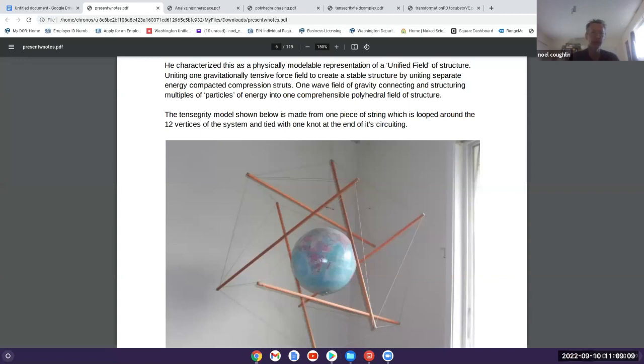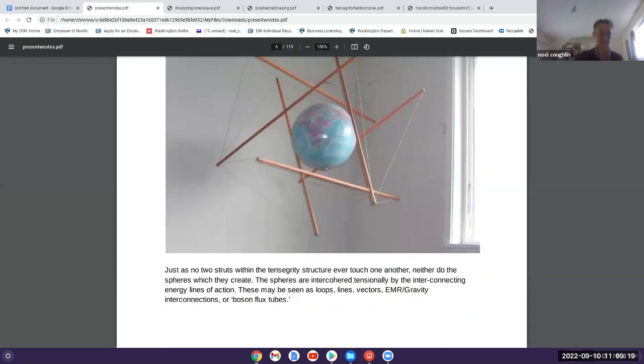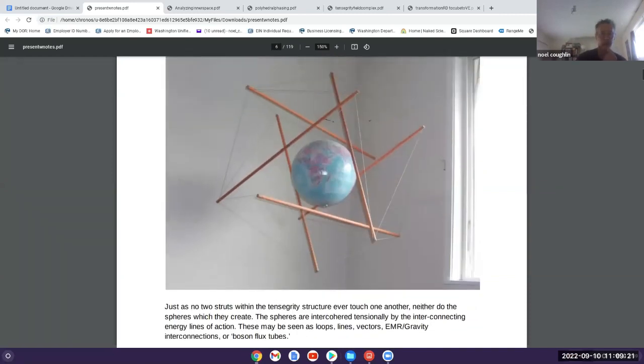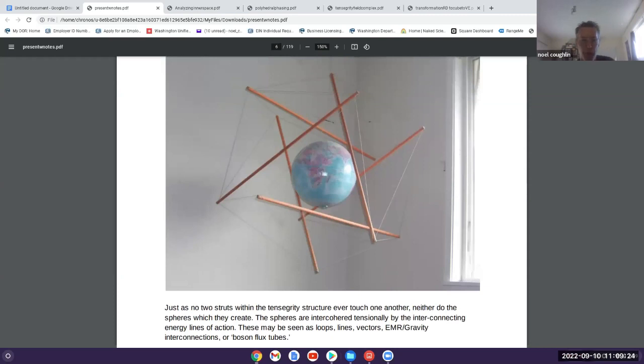The Tensegrity model shown below is made from one piece of string, which is looped around the 12 vertices of the system and tied with one knot at the end of its circuiting. Just as no two struts within the Tensegrity structure ever touch one another, neither do the spheres which they create. The spheres are intercohered tensionally by the interconnecting energy lines of action. These may be seen as loops, lines, vectors, electromagnetic gravity interconnections, or boson flux tubes.